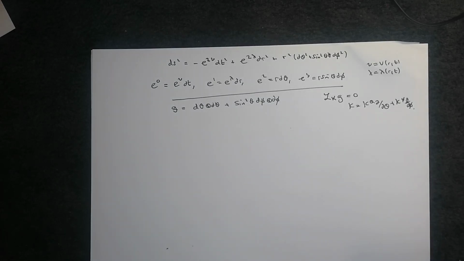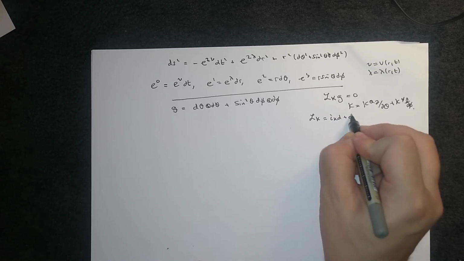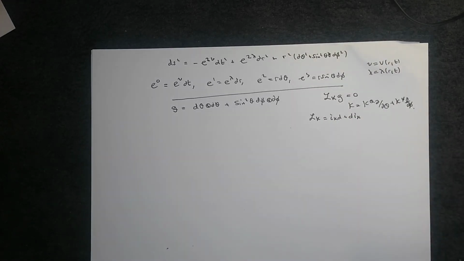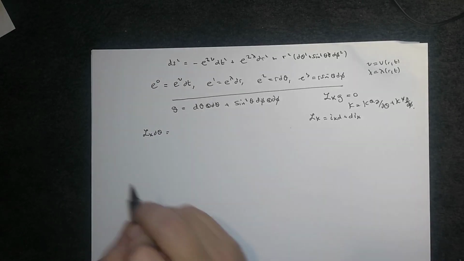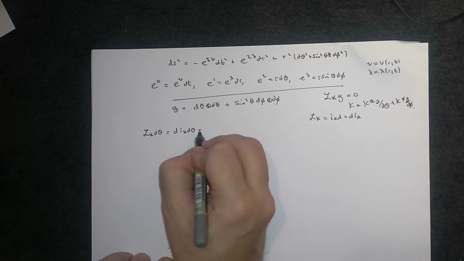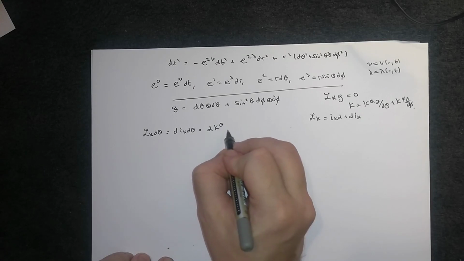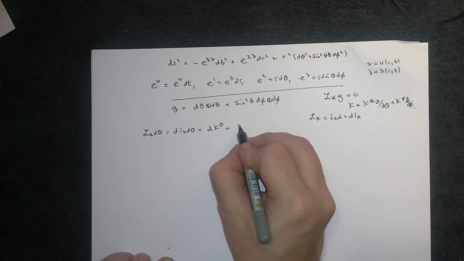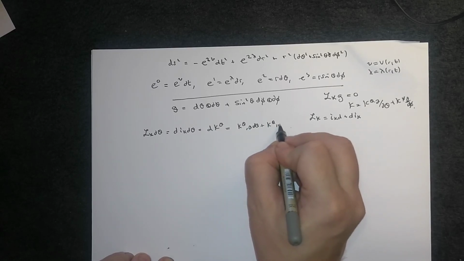Right, the Lie derivative along k is i_k d plus d i_k, where i_k is the inner product with k. So the Lie derivative of d theta is, since d squared is 0, d i_k d theta, and that's d k^theta, and so that's k^theta comma theta d theta plus k^theta comma phi d phi.